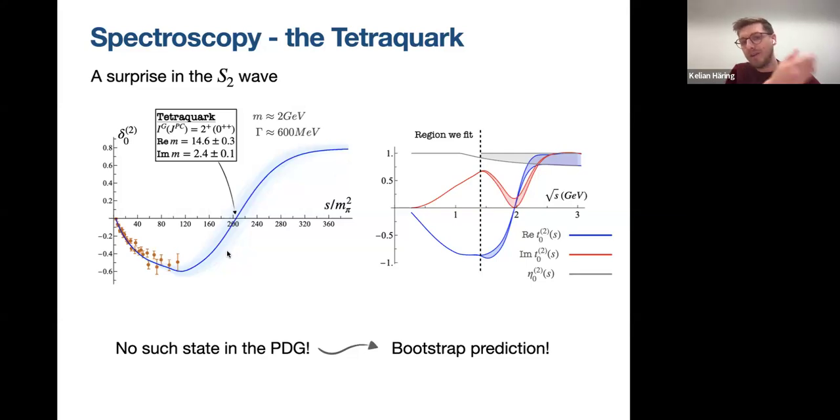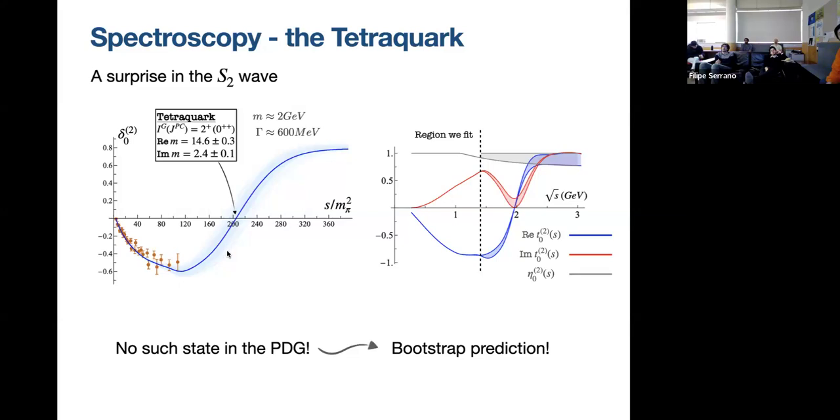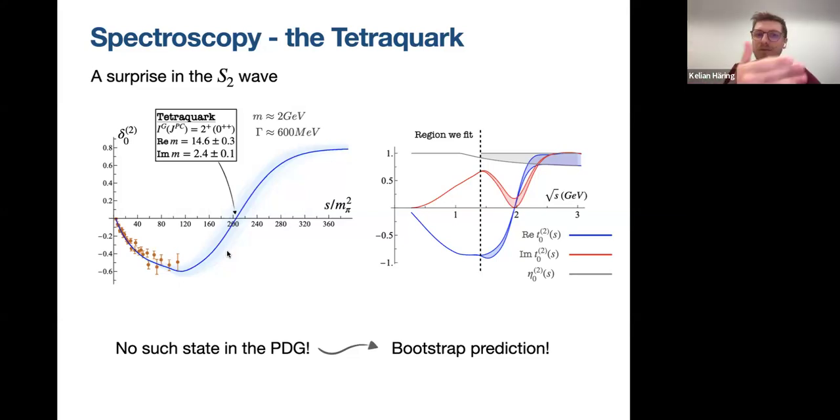And now if you actually look in the complex plane, to do a plot similar to what I showed before, you see that you have a particle with a mass and width. Its mass is roughly 2 GeV in physical units, with a width of roughly 600 MeV. And this particle is a genuine tetraquark. Now we go into the PDG, and you don't find any such state. So this is actually a Bootstrap prediction, and we may hope that it's observed in the future, for example in the LHCb experiment.